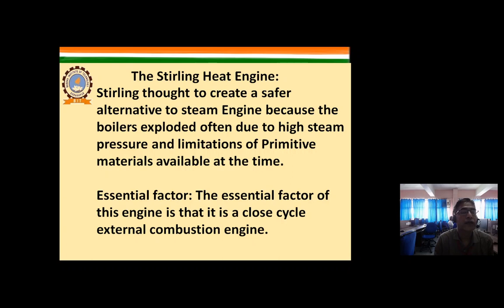The Stirling heat engine was thought up to create a safer alternative to the steam engine, because the boilers sometimes exploded due to high steam pressure and the limitation of primitive materials available at that time. The essential factor of the engine is that it is a closed cycle external combustion engine. It can also work at a low temperature difference, as low as 7 degrees Celsius between source and sink.